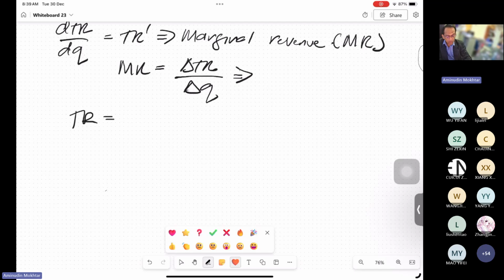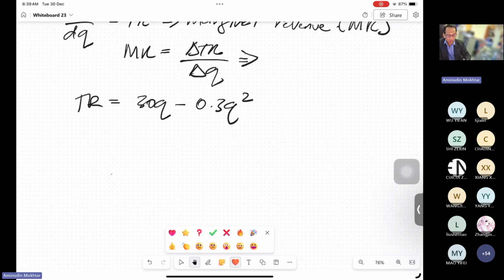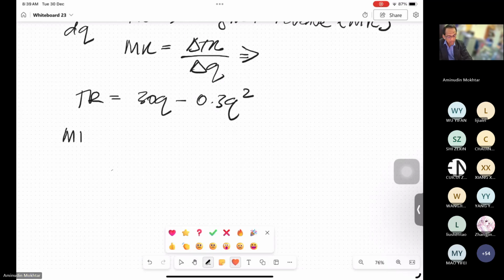Assume that the total revenue equals 30Q minus 0.3Q squared. Let's find the MR. What is MR? MR equals the first derivative of total revenue, or TR prime, or dTR/dQ. We take the first derivative of 30Q.